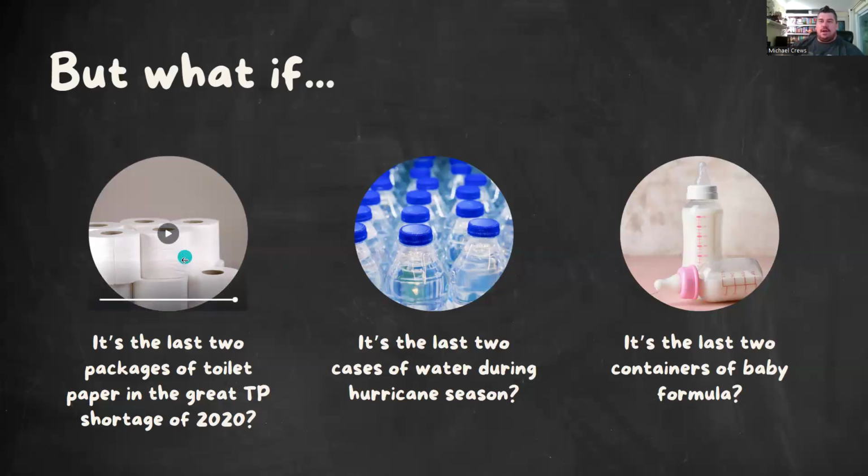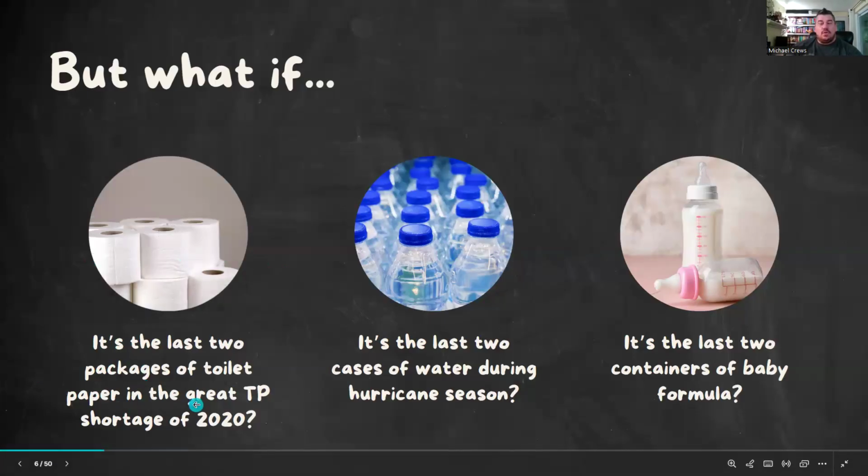But today we're talking about guacamole. What if it was the last 2 packages of toilet paper in the great TP shortage of 2020? Remember COVID, and everyone thought they were going to be locked in their house and not be able to get toilet paper, so they had to get 168 rolls for 2 people in their house.